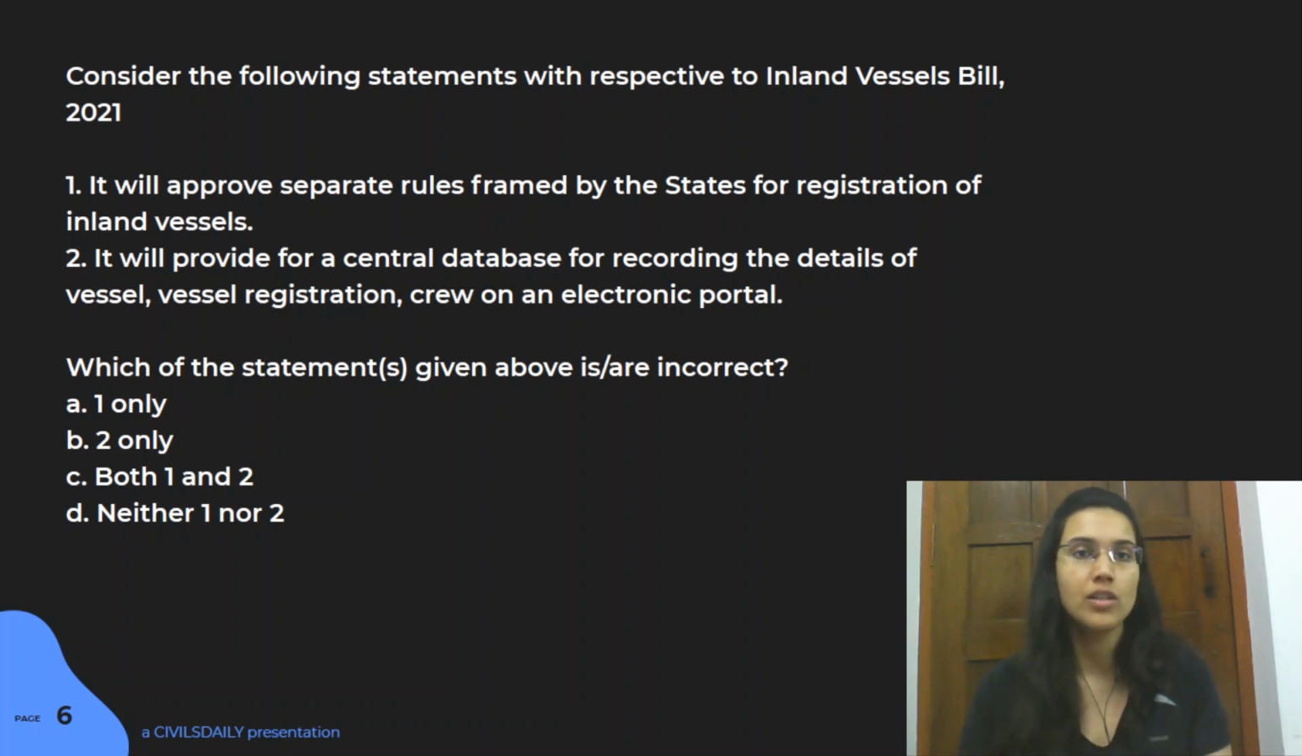Again, the second statement, it provides a central database for recording all these details. This statement is pretty much correct. If we have a central database, that will bring in more efficiency. It will improve the traffic movement. It will reduce the issues with respect to issuance of licenses. So basically, a central database means ease of doing business, right? So this statement is very much true. So the answer to this question is A.